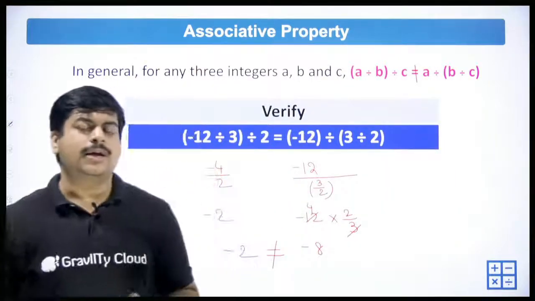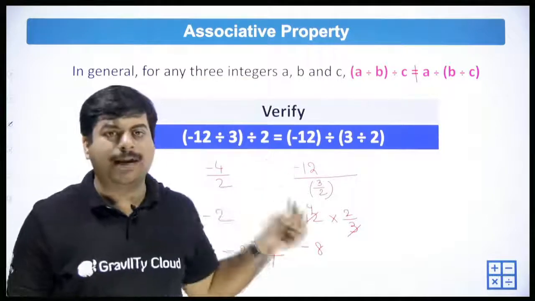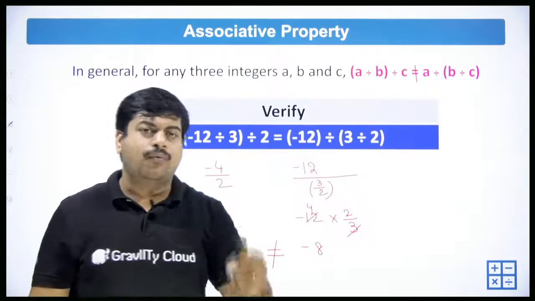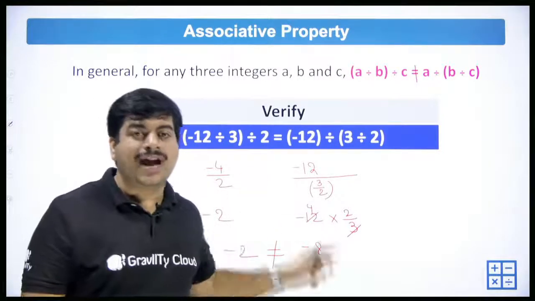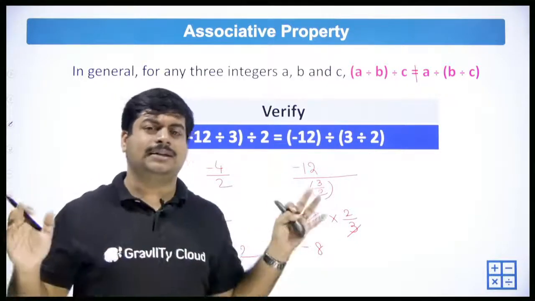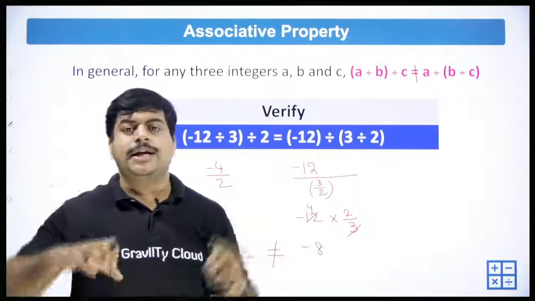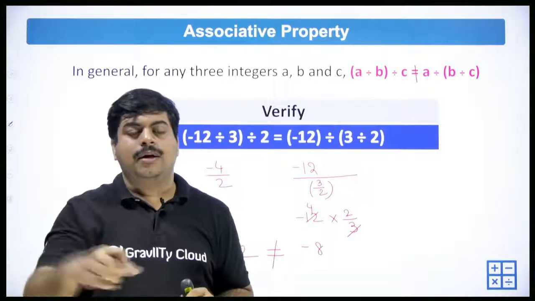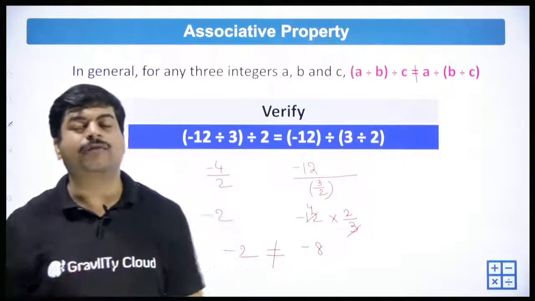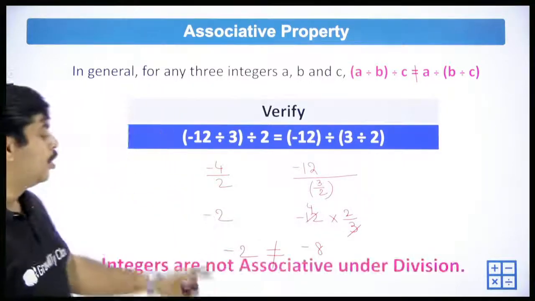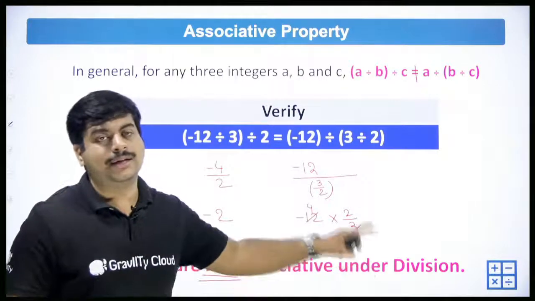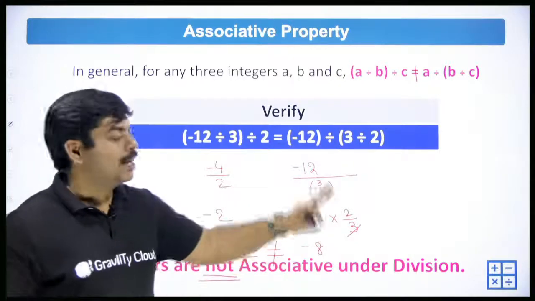And you may ask me one question. Sir, you took some values, it's not satisfied, but I will take other values a, b, c such that this is valid. Okay, you can take. You can take, but once for one set of numbers, if it is not valid, it is not valid throughout. If it is true, it should be true for every case. It should not be true only for specific cases. But here you can see that it is not valid. So it is enough to give the statement that it is not associative. Integers are not associative under division, right?